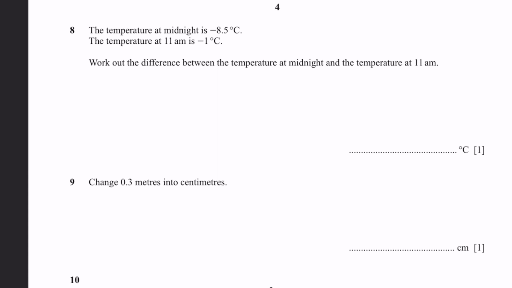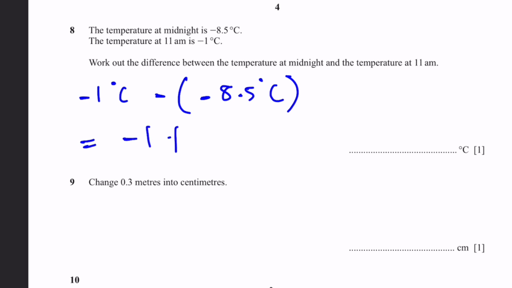The temperature at midnight is negative 8.5 degrees Celsius, and the temperature at 11 a.m. is negative 1 degree Celsius. Work out the difference between the temperature at midnight and temperature at 11 a.m. So the temperature at 11 a.m. is minus 1 degree Celsius, and then we subtract minus 8.5 degrees Celsius. So that's minus 1 plus 8.5, which is equal to 7.5. And it is degrees Celsius. So that's the difference, 7.5.